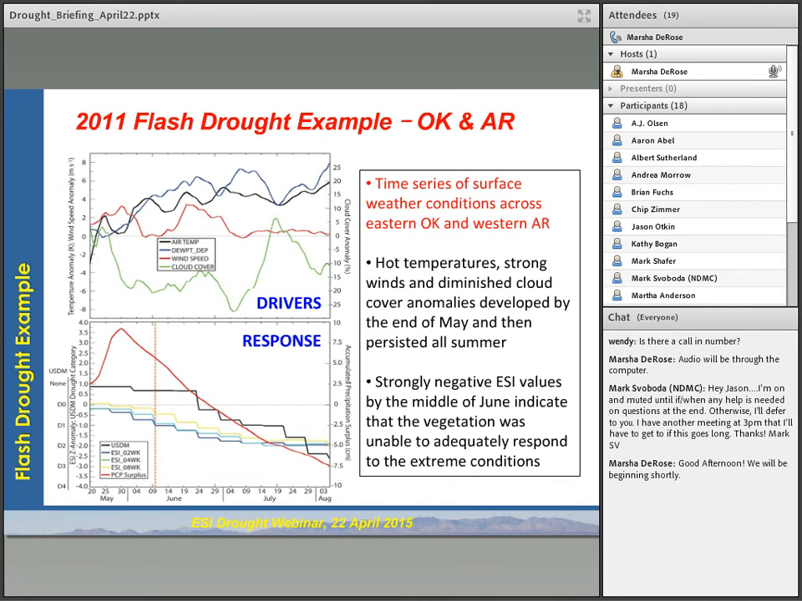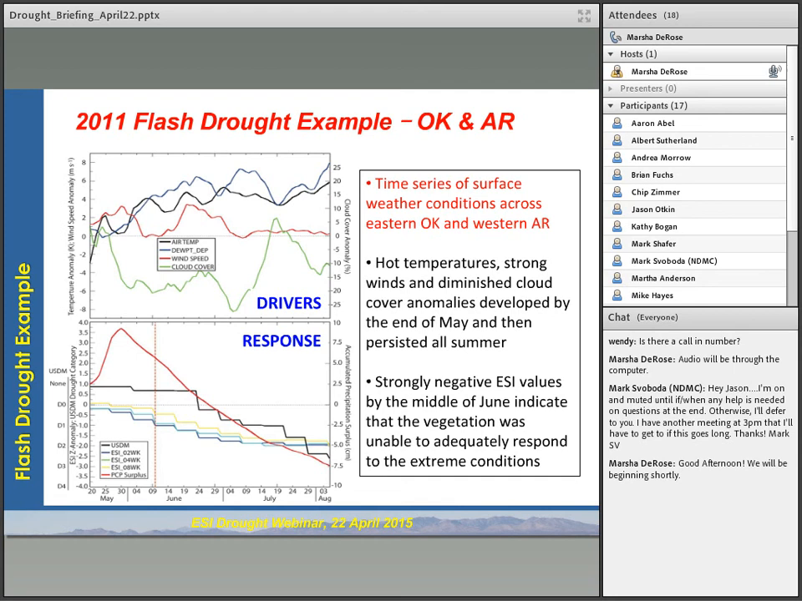The U.S. Drought Monitor is in black, and then the 2, 4, and 8-week ESI anomalies are shown in blue, green, and yellow. All of the variables in the top panel, along with the rainfall departures in the bottom panel, can be considered to be the drivers of this flash drought event, with the other variables in the bottom panel then depicting the response of the vegetation to the anomalous weather conditions.